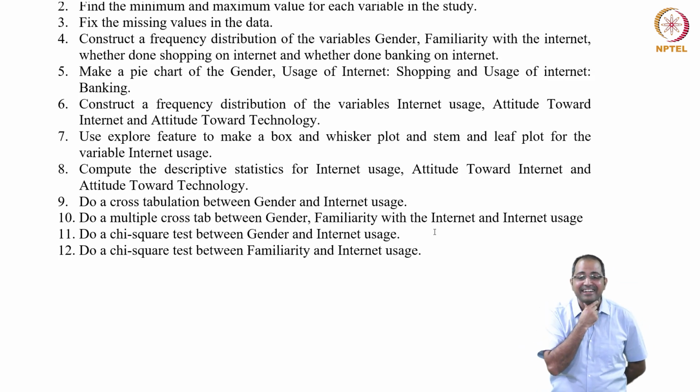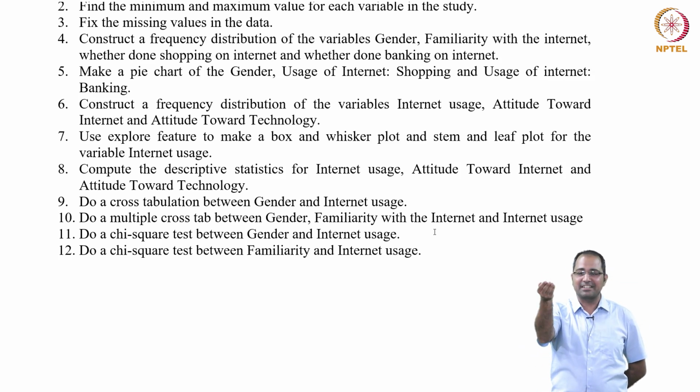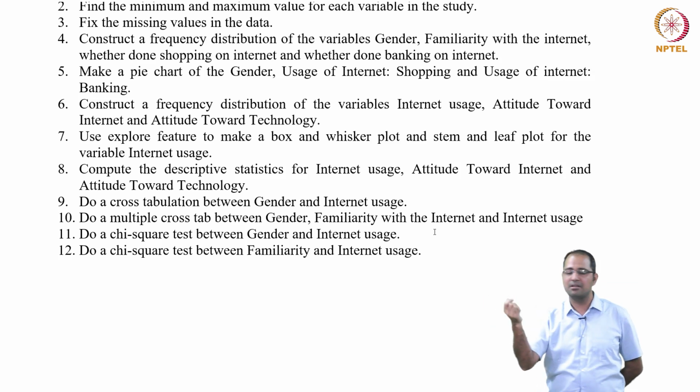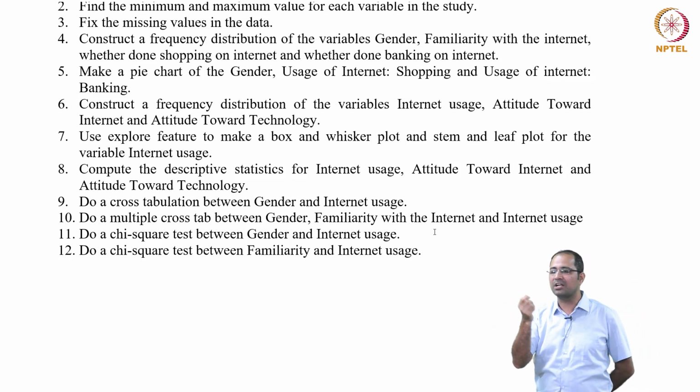Attitude towards technology, what is the kind of variable? Ratio? Again? Okay, so attitude towards the internet and attitude towards technology, what is the kind of variable? Interval. So what will we draw for them? Bar chart. And for IUPW, internet usage in hours per week? Histogram.